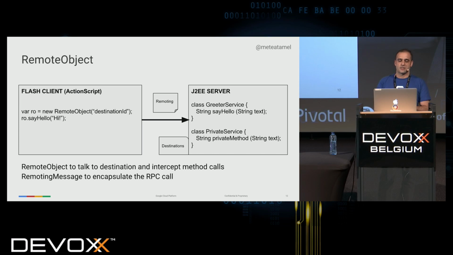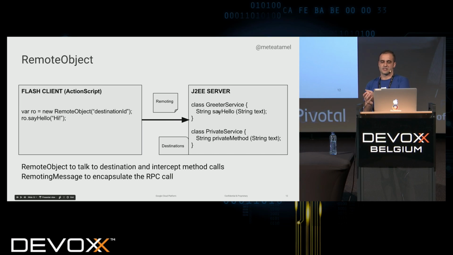So in ActionScript, we created this thing called remote object. What you would do is you would create a remote object and specify the destination that you want to talk to. And then you would just call a method on it as if it's local. So you would just say remoteObject.sayHello and pass in your hello. And actually, this remote object was a proxy object. So it didn't really have this sayHello method. What we would do is that we would intercept the call and create a remoting message with the metadata. The remoting message will have the destination ID, the name of the method, and the parameters. And we will serialize that remoting message and send it to the server.